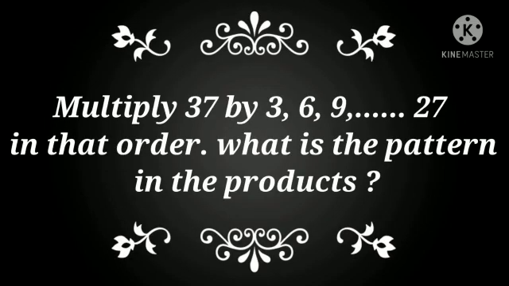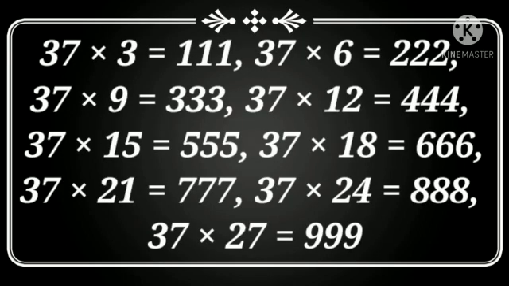Moving on to next. Multiply 37 by 3, 6, 9 till 27. Students, here you can see this is table of 3. So the answers of table 3 we are going to multiply by 37. What is the pattern in the products? So students, we will see what will be the solution for this question.